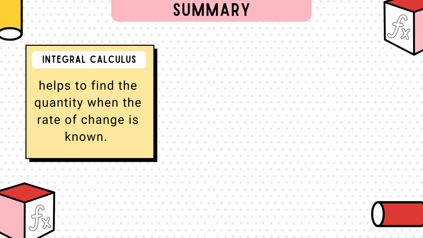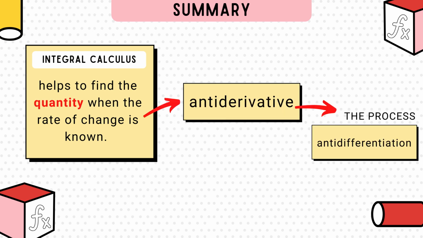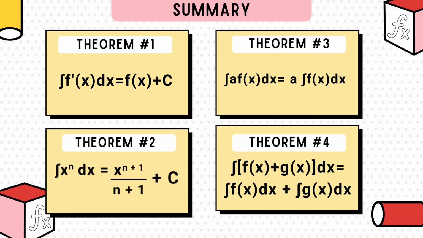To summarize, integral calculus helps us to find the quantity when the rate of change is known. Differentiation is the process of finding the derivative, while antidifferentiation is finding the reverse of this process. In integral calculus, we have stated 4 theorems. These theorems are your guide in answering problems in integral calculus.